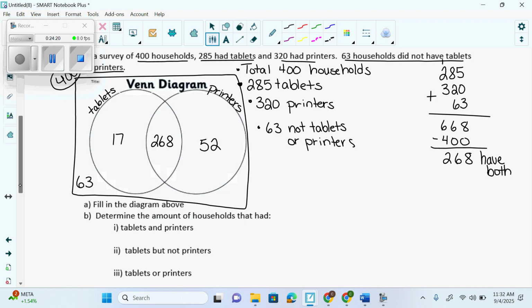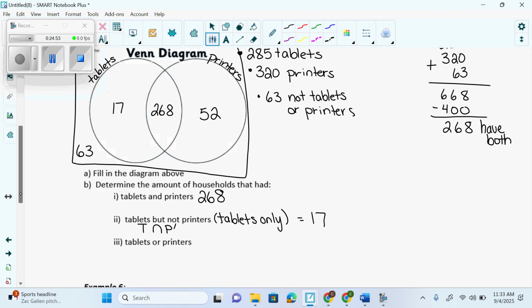Determine the amount of households that had tablets and printers. Which number represents that? Tablets and printers. 268 is what we found, the eyeball. Now this one's tablets, but not printers. So that's the same as saying tablets only. The tablet crescent moon, which is how many? 17. Tablets or printers. Or is what shape? The snowman. So you can either add these 3 up or you can go 400 minus 63, right? 337.